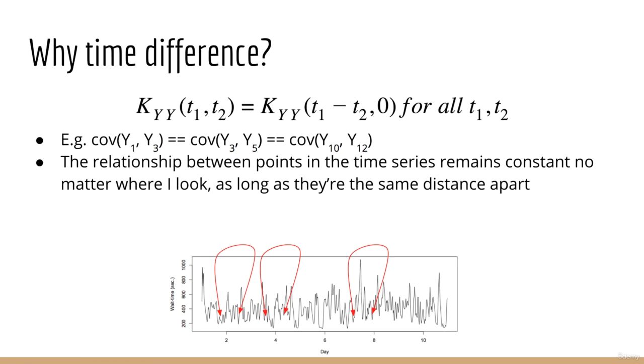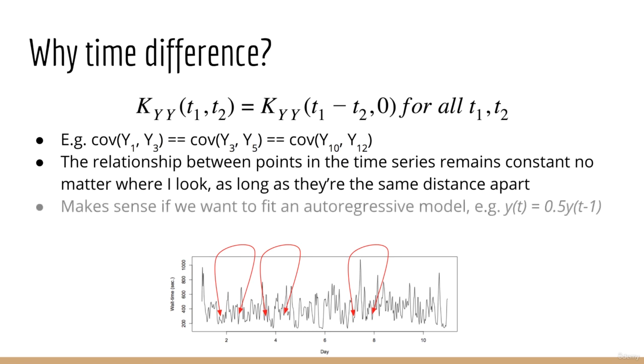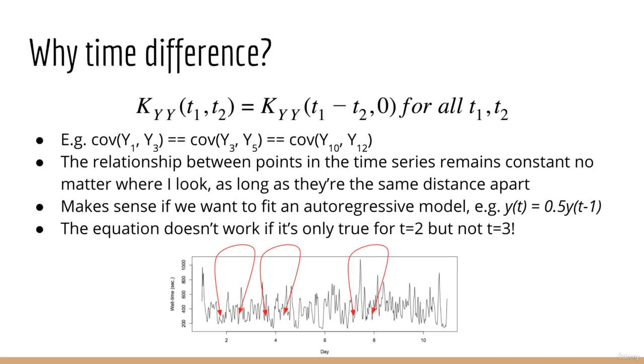This actually makes a lot of sense in terms of autoregressive models. If this relationship were to change over time, then we wouldn't be able to fit any such model. That's why we want stationarity when we fit these kinds of models. For example, suppose our autoregressive model is y of t equal to 0.5 times y of t minus 1. But imagine if this were only true for t equals 2 and not t equals 3 and so forth. Then this equation doesn't work. In order for this equation to work, this relationship has to hold for all time.